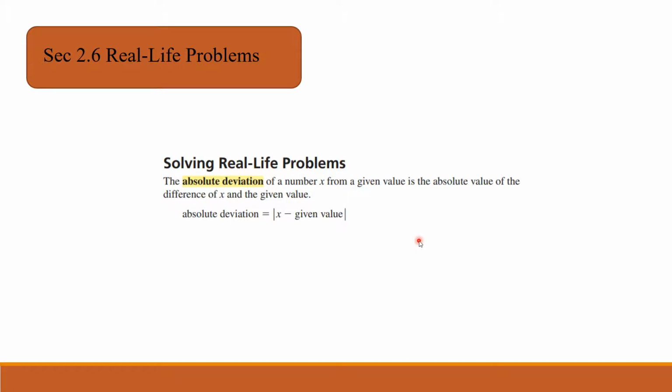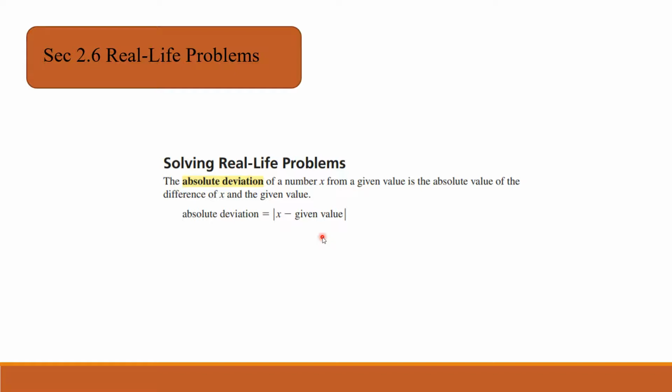All right, so this is an introduction to solving absolute value inequalities, and I want to start this with real-life problems. We've learned how to work with absolute value equations, and an application of an absolute value expression is the absolute deviation, which is the absolute deviation of a number from a given value: the absolute value of the difference of x and the given value. So notice it is just an absolute value.